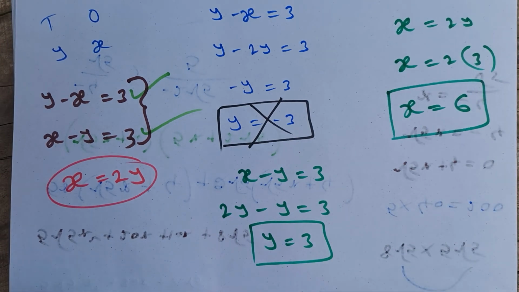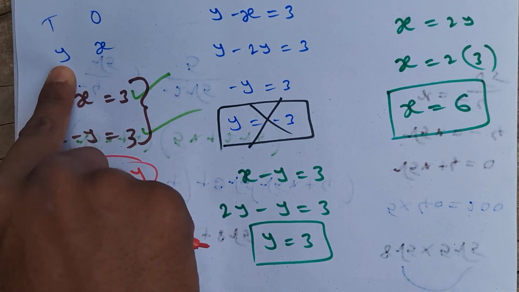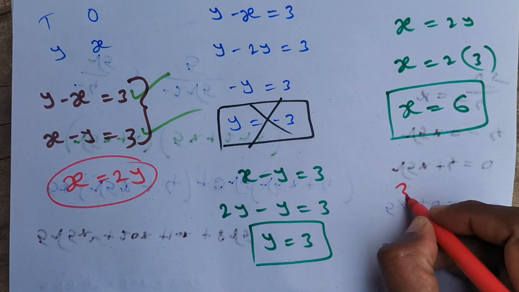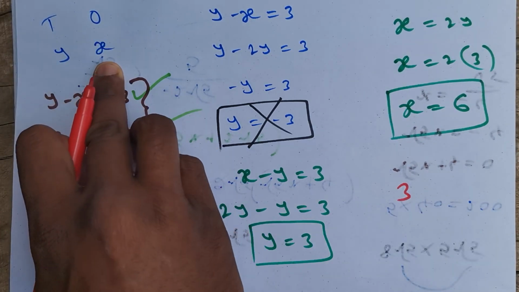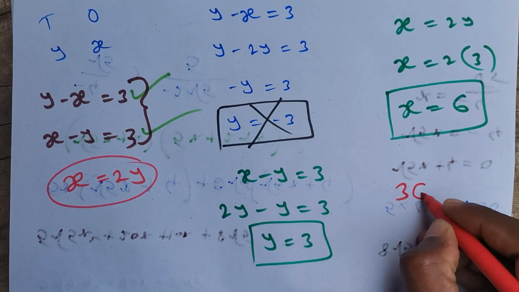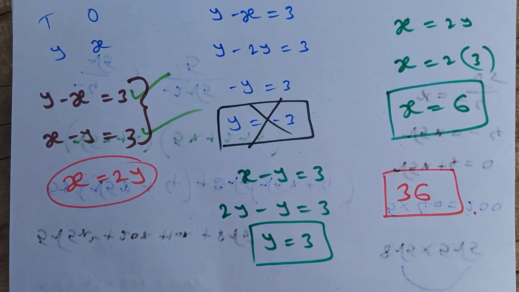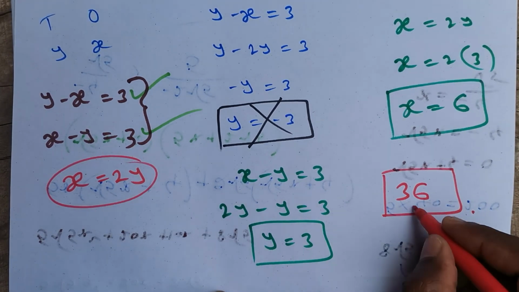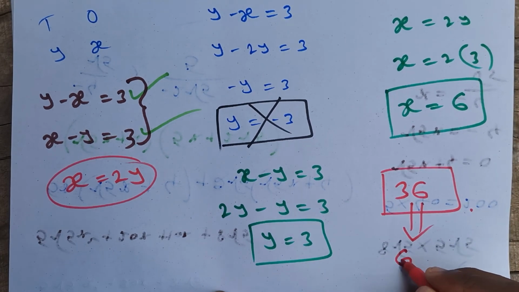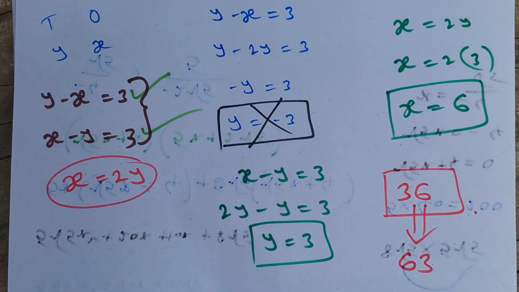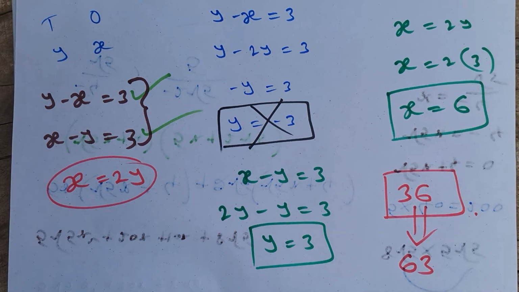Then what is the number? In the place of y, 3, and in the place of ones, x, that is 6. So the number is 36. After reversing, this 36 will become 63. Anyway, he's asking only about the number, so 36 is the required number.